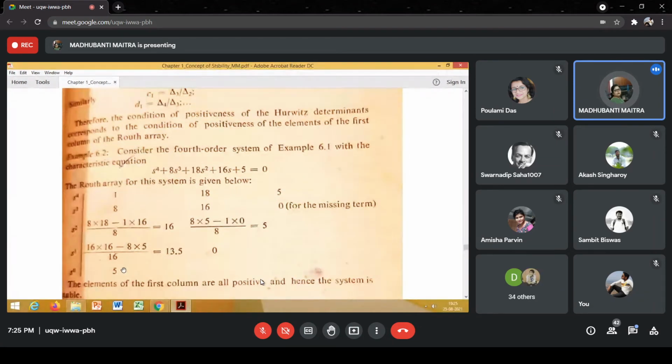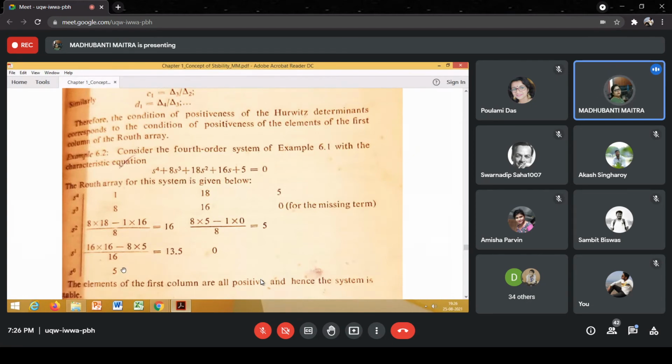So a0 is positive and we see that all the elements appearing in the first column of Routh array are positive. So as per Routh stability criterion, our conclusion is the system is stable. So if you pose a question like this, is the system stable? The answer will be yes.